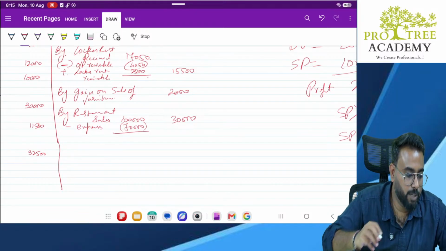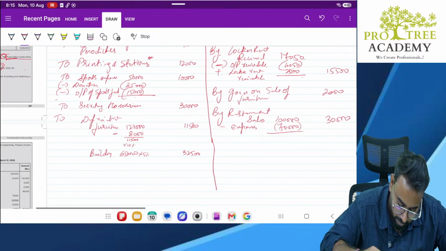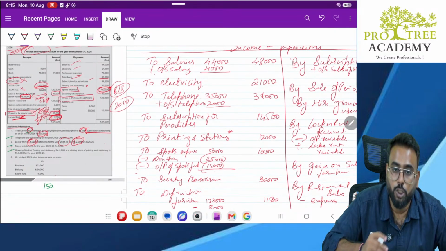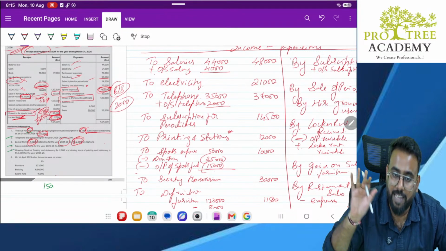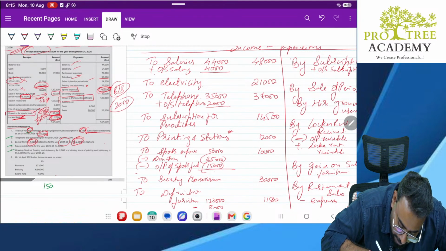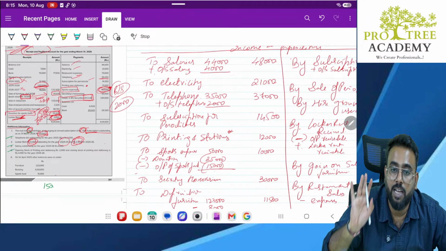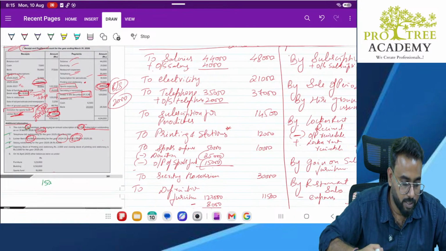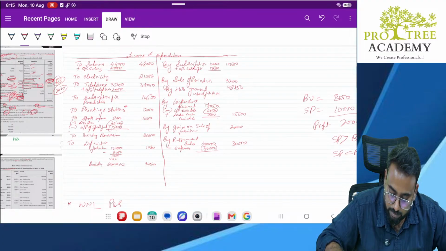Next, sir, you will ask me a question. Sir, we have investment in government securities 8%. Should we not calculate the interest? The answer is, you should have calculated, but we have invested it on the last day. So there will be no interest income. Clear? Yes, that is it.